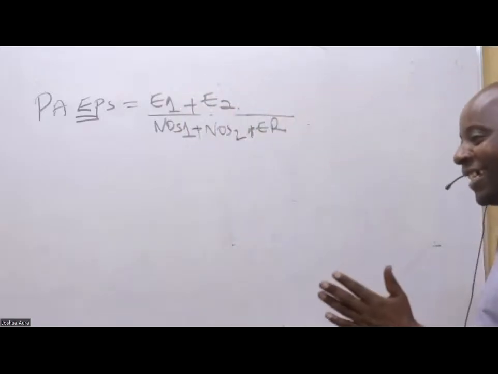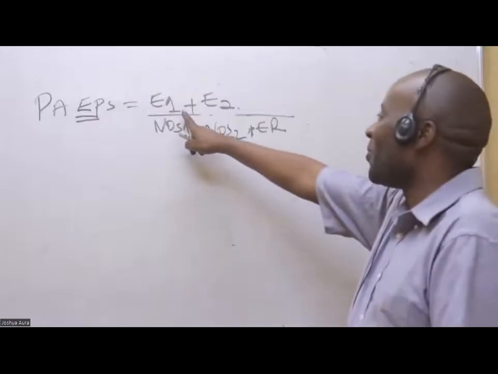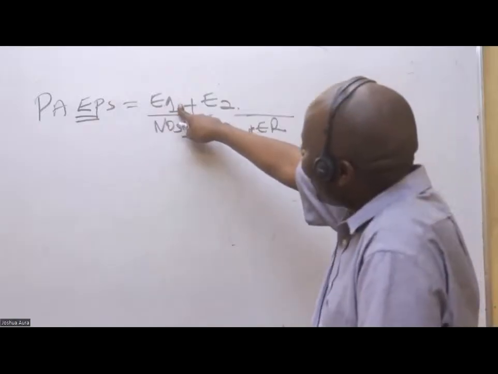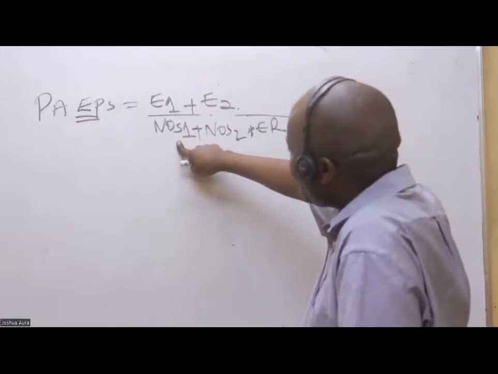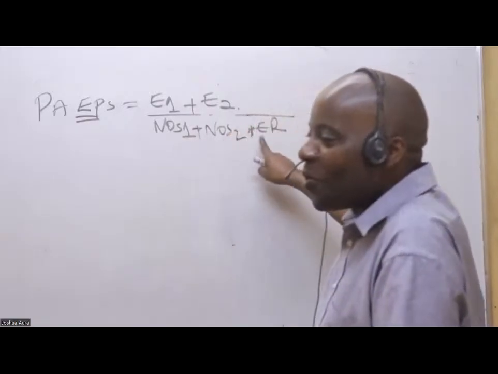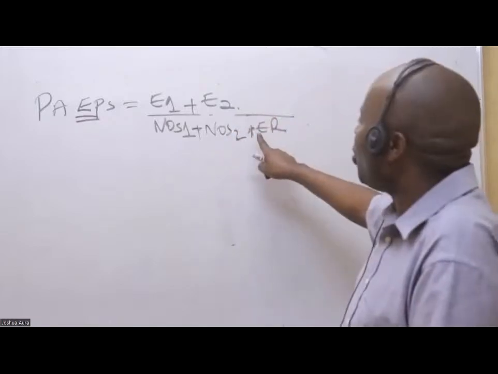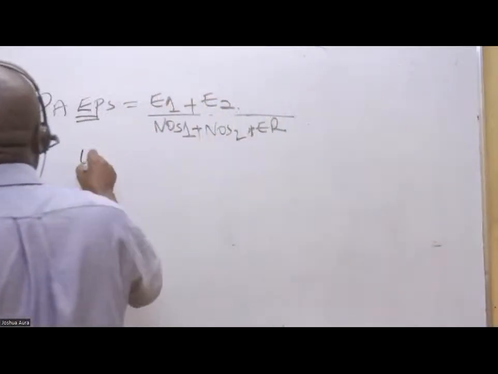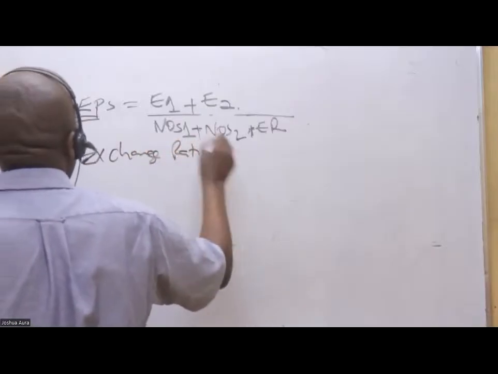Great. So for post-acquisition EPS, it's earnings of company 1 plus earnings of company 2 all over number of ordinary shares of company 1 plus number of ordinary shares of company 2 times exchange ratio. So could you kindly calculate the exchange ratio for me in this question?